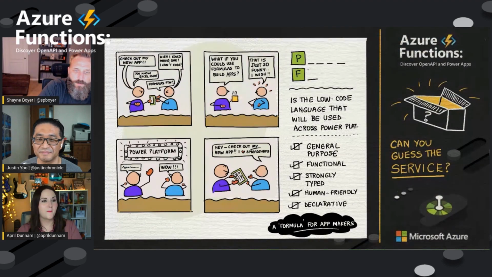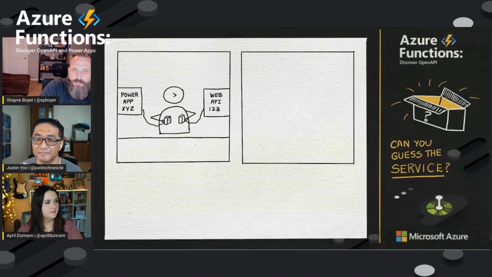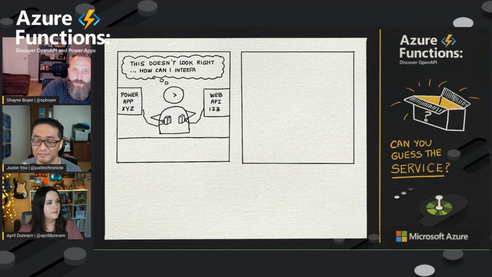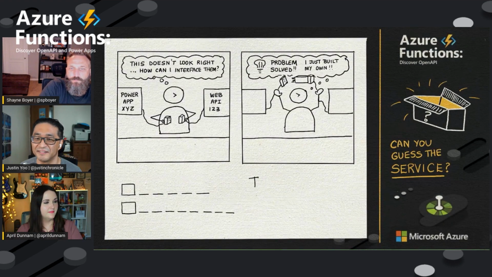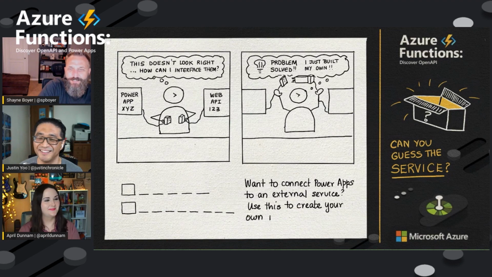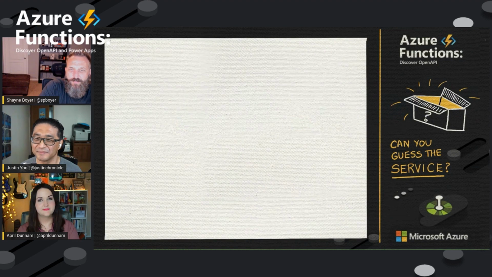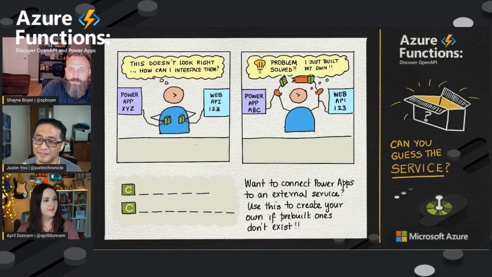Okay, I think we got one more. All right, it's another service, bigger boxes. We have a Power App. We've got a Web API. This doesn't look right. How can you interface them? Justin, this might be on you, buddy. Problem solved, I just built my own. Yep, I think I know this one too. You think you know? We're not getting any cheat letters. That's you want to connect Power Apps to an external service. But what if I have? Whoa! It went away. Oh no! What happened? Oh, there we go.